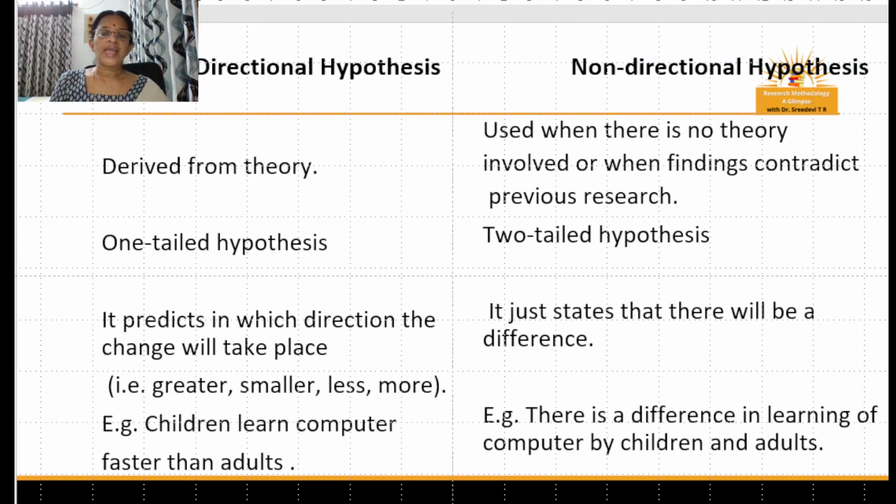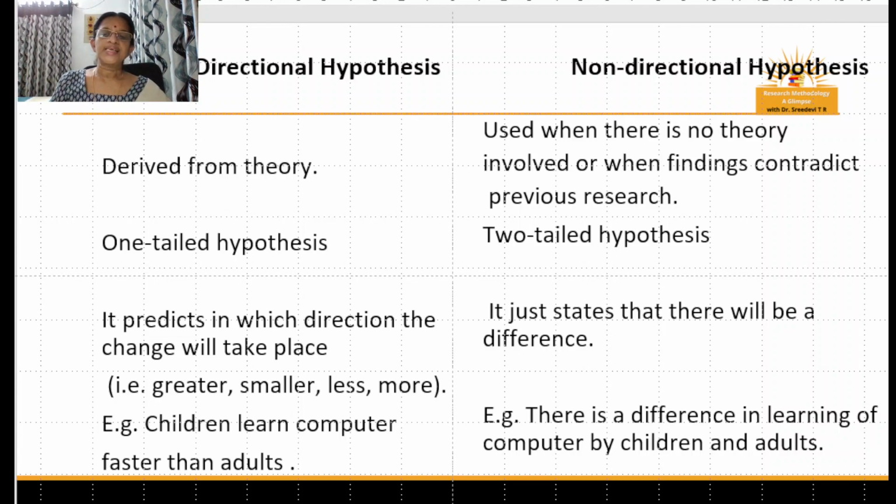That is two-tailed hypothesis. In directional hypothesis, it predicts in which direction the change will take place. That is greater, smaller, or less, more. Example, children learn computer faster than adults. So here direction is given. Children learn computer faster than adults.